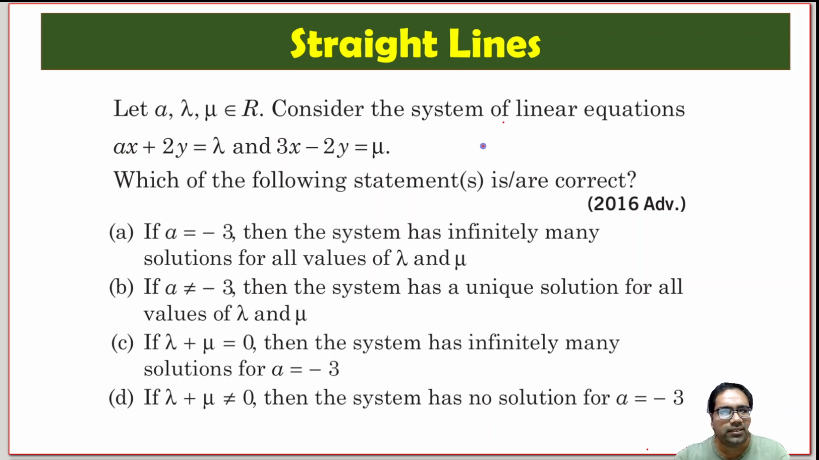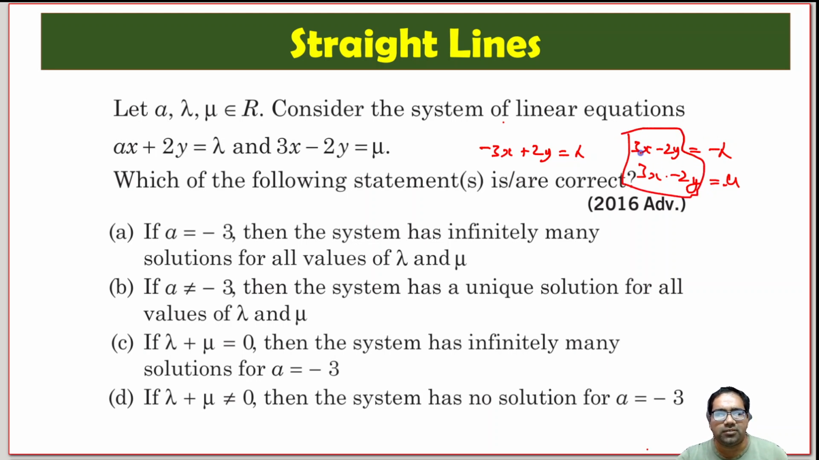This line will become −3x + 2y = λ, which also means 3x − 2y = −λ. So we have two equations: 3x − 2y = μ and 3x − 2y = −λ. That means these two lines will become parallel, right? Because the slopes are the same. So these two lines are parallel. Okay, so we have actually two parallel lines.